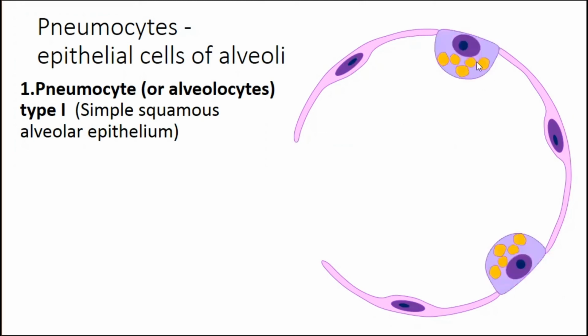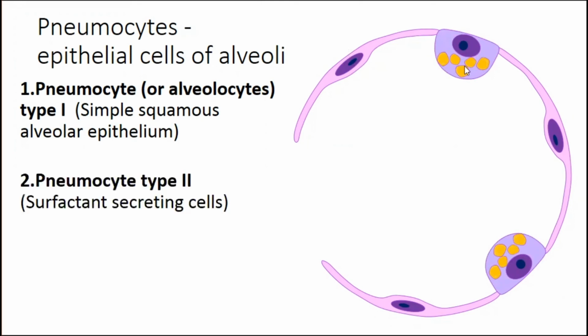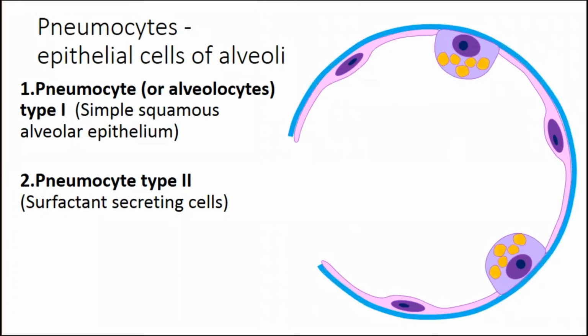And also we have type 2. Here we can see them, pneumocytes or alveolocytes type 2. They are secretory cells or surfactant secreting cells. They produce special substance which is called surfactant, which lines the inner surface of the alveoli. And both types are located on the basement membrane. Here we can see basement membrane. There are epithelial structures and they have this membrane.